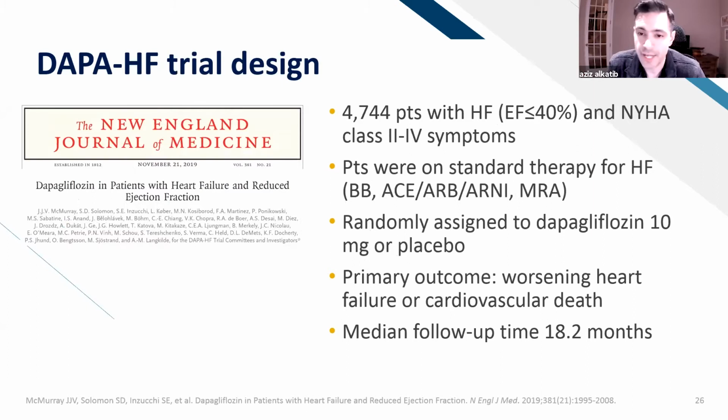These patients were on standard therapy for heart failure, including Entresto, beta blockers, the MRAs. They were now randomly assigned to dapagliflozin 10 milligrams versus placebo. And the primary outcome studied here was worsening heart failure or cardiovascular death, with a median follow-up time of just over 18 months. So note again that the population studied here were heart failure patients. These were not necessarily diabetic patients. And in fact, roughly just over half of the patients in this trial did not have diabetes.